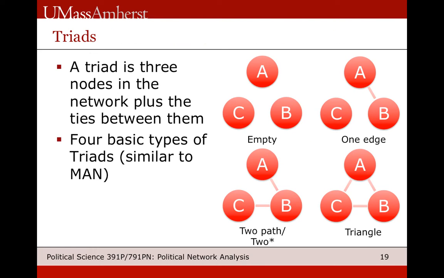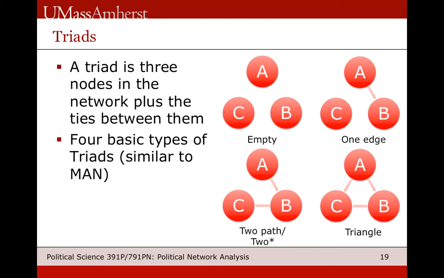Now, let's put that concept aside for a minute and think instead about the concept of transitivity and triads. So a triad is going to be any 3 nodes in the network plus which ties exist between them. And once we have defined a triad in that way, we can think about 4 prototypical types of triads, at least in undirected networks, and we'll see that there are variants of these in directed networks.